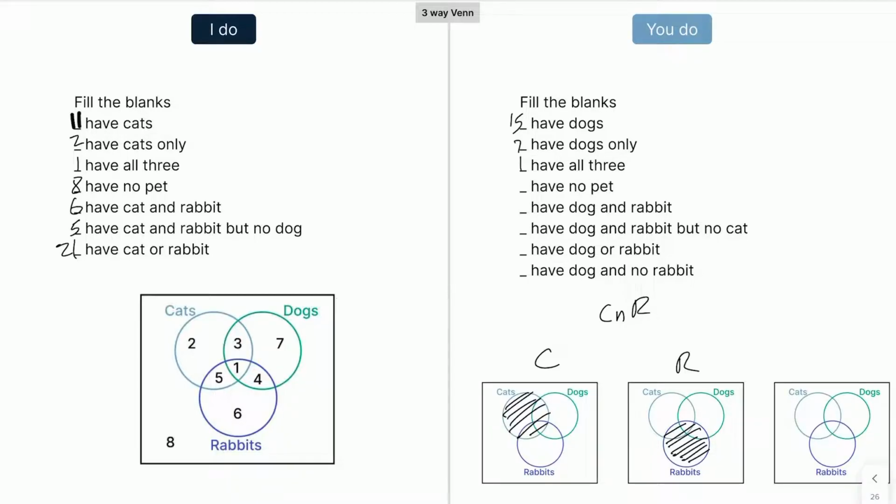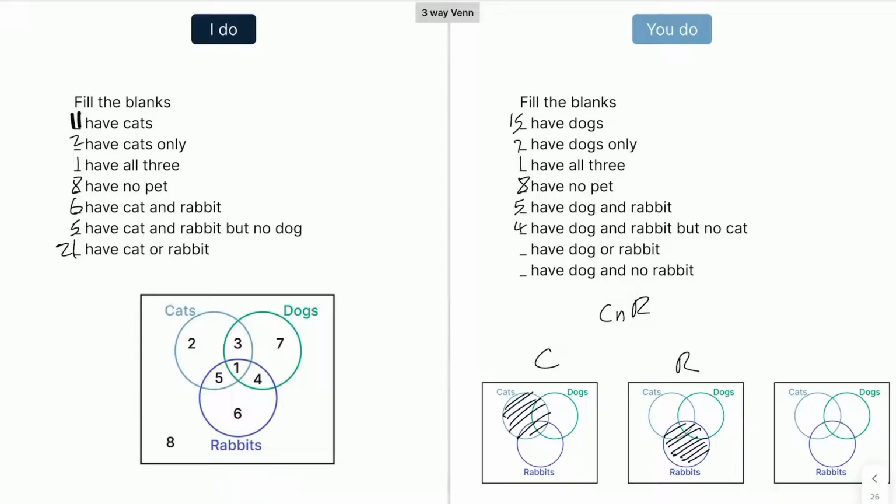And then have no pet, so that's the number outside, which is the 8. And then we have dog and rabbit, so that's going to be 5, the 4 plus 1. And then we have the dog and rabbit, but no cat, so we're now not including that 1, so that's just going to be 4.